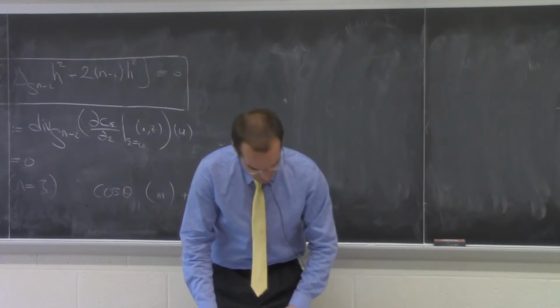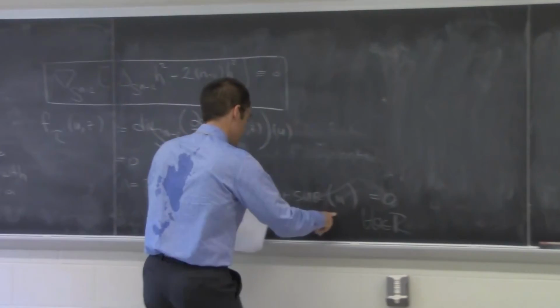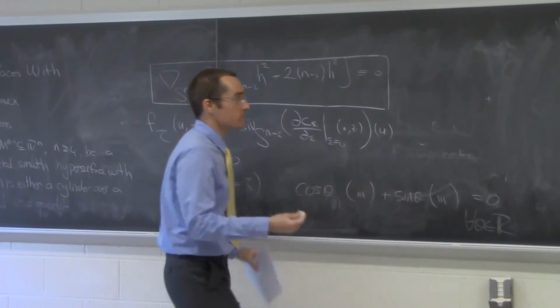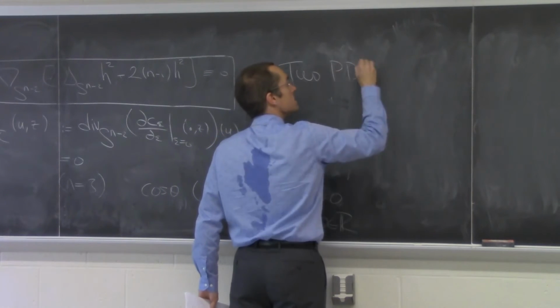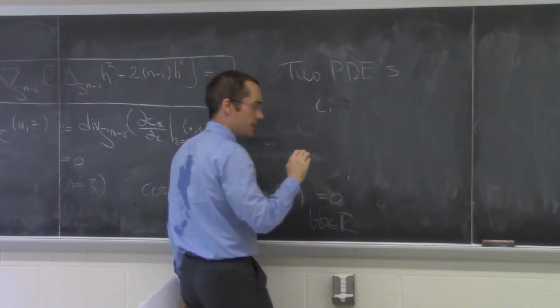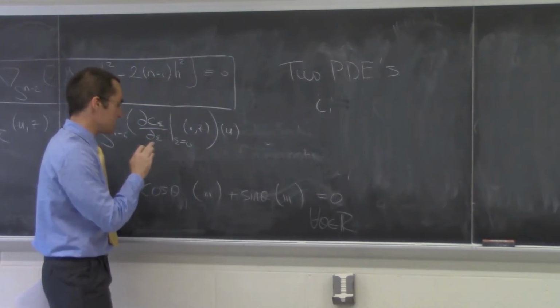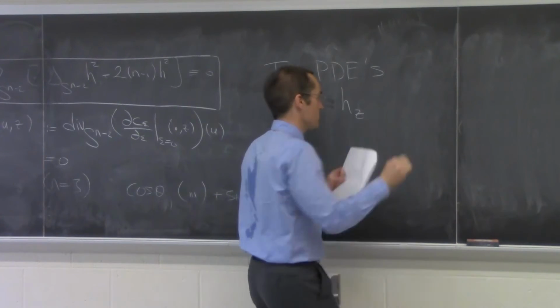Okay, I have about 6 minutes. Okay, so let me write what these things are here for all n bigger than or equal to 3. I have those two PDEs. The first one, again, remember h is a function of both z and u. So this is the derivative of h with respect to z.